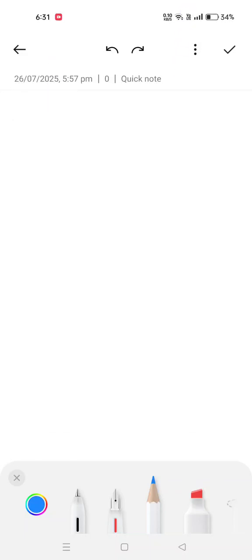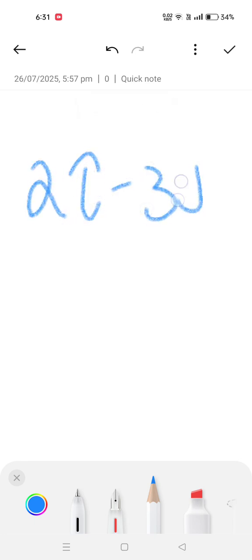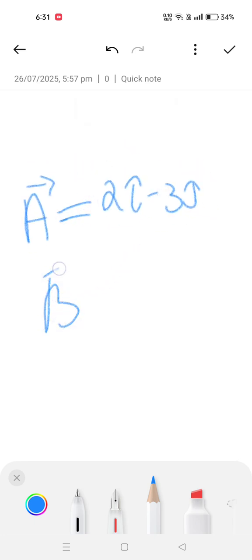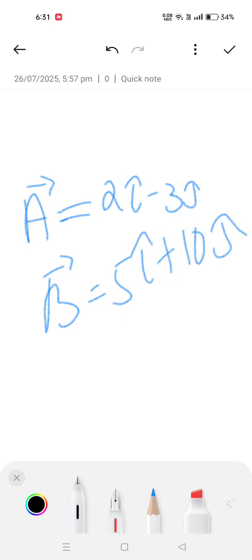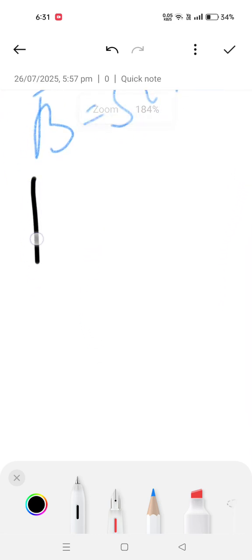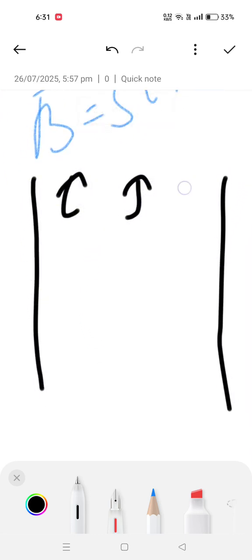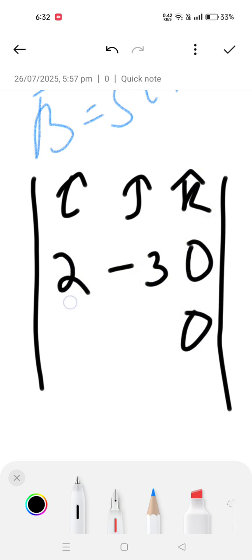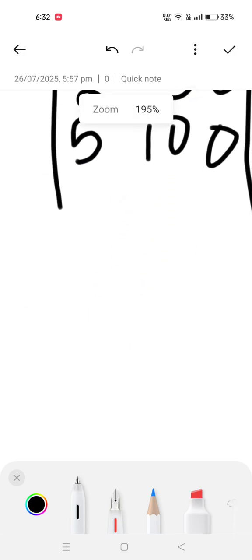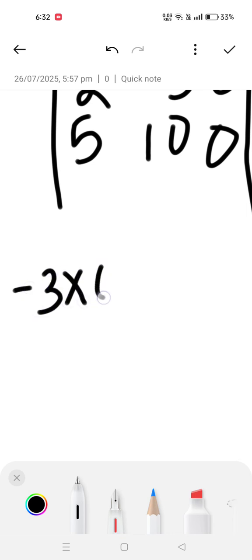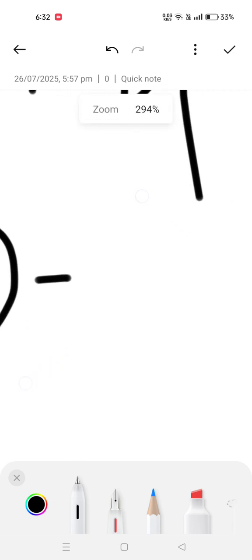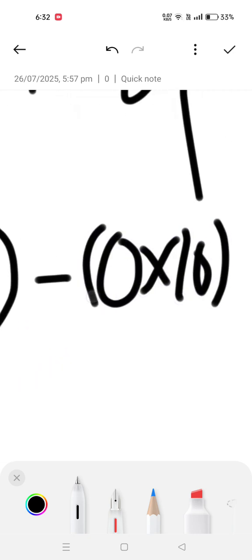Supposingly, let me give you an example. Supposingly A vector is equals to 2i cap minus 3j cap, and B vector is equals to 5i cap plus 10j cap. So you have to take out the cross product, which is A cross B. So we'll draw the determinant i cap, j cap, k cap. 2, minus 3, k is not given, so 0 in both, and here it is 5 and 10. So it would become, for i vector, minus 3 into 0 minus 0 into 10 i cap.